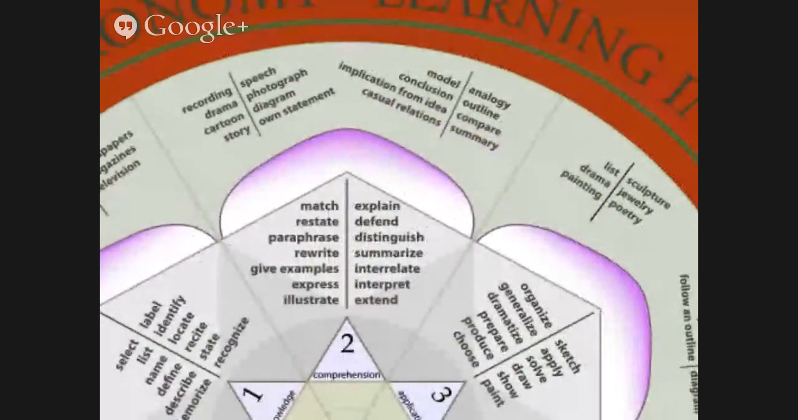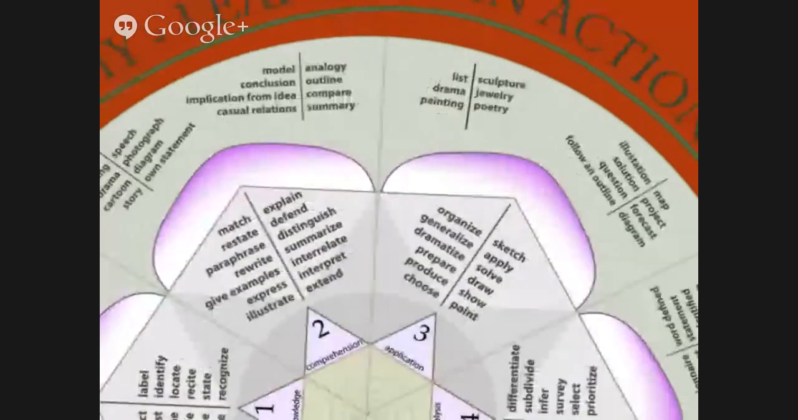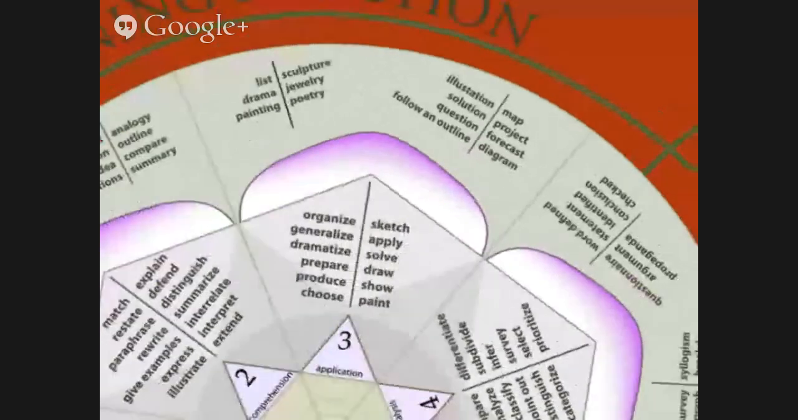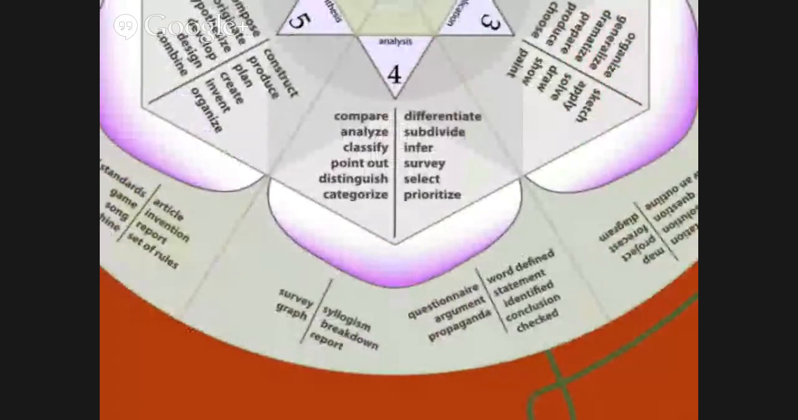Match, restate, rephrase, rewrite, give examples. That's things they're doing in small groups. That's things they're doing one-on-one, working with a partner rather than working individually. So we go up, organize, generalize, starting to get a little more abstract. I still want them to be able to do this stuff. Compare, analyze, classify, point out. This comes from collaboration. This doesn't come from working in isolation and waiting to find out if you're right or not.